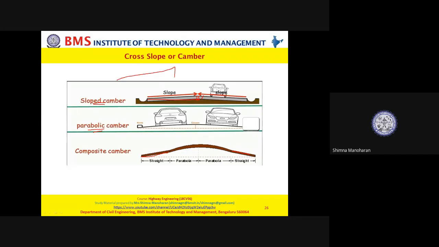So if this is the width of the pavement, let's assume that this is the total width. I take this as capital W. Now let us take the slope as N. So now how will you get this height?